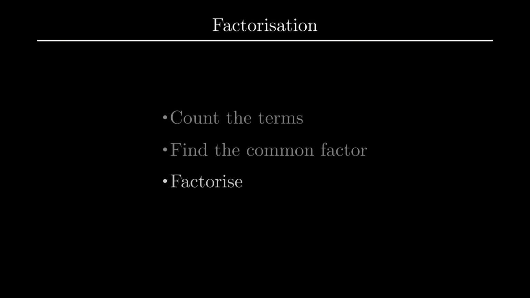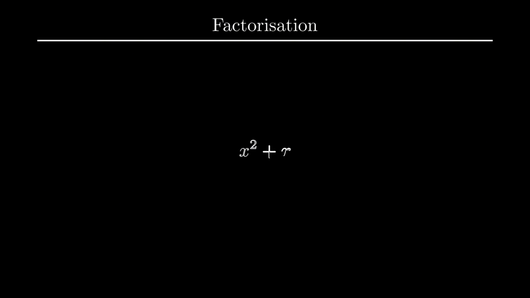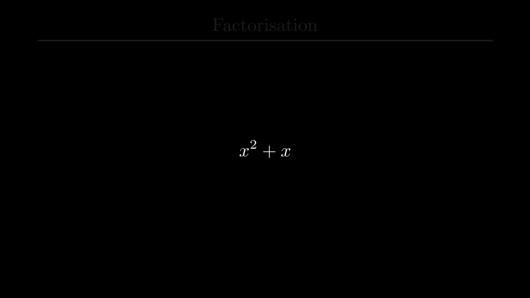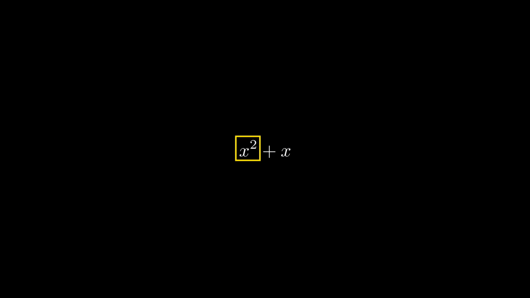If we remember, the expression had 2 terms, x squared and x. Now, what can divide them both? If we try to find a common factor, we can see that they can both be divided by x. We will use that property to factorize them, and this gives us x times (x plus 1).